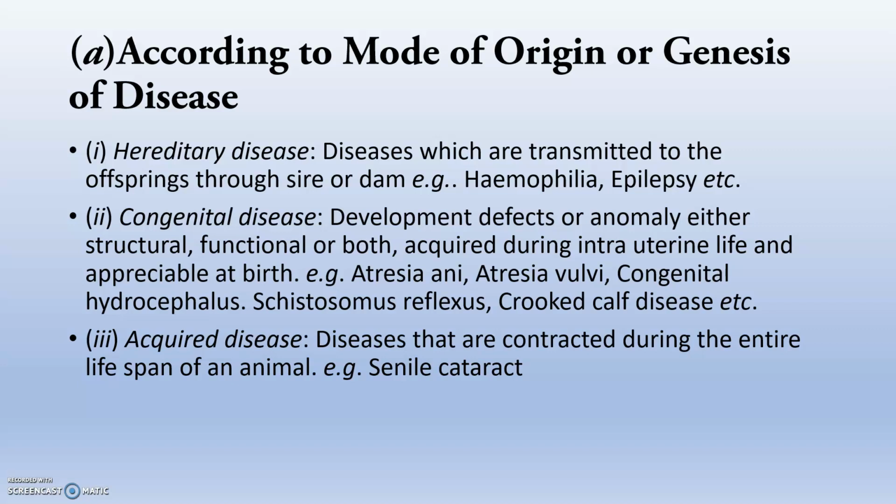According to the mode of origin or genesis of disease, we can classify them as hereditary disease, that is transmitted to offspring from their sire or dam. Congenital disease is a developmental defect which comes into functional role during intrauterine life and is appreciable at birth. Acquired disease is that which is contracted during the lifespan.